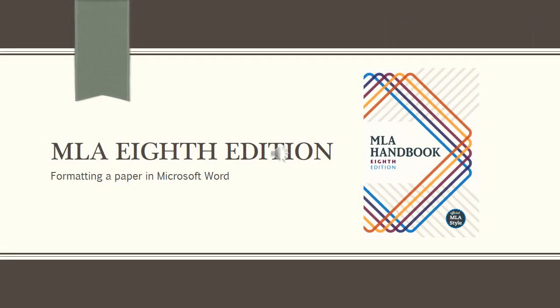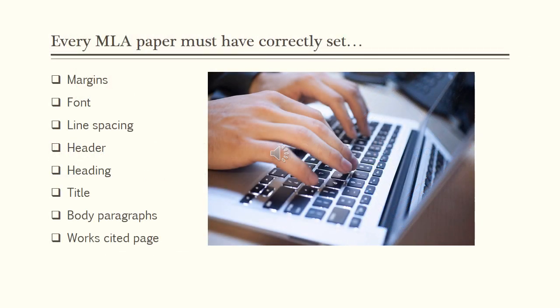Welcome to a brief presentation on how to set up a paper in Microsoft Word according to MLA 8th edition instructions. MLA papers need to be formatted correctly in 8 different areas: margins, font, line spacing, header, heading, title, body paragraphs, and the works cited page.